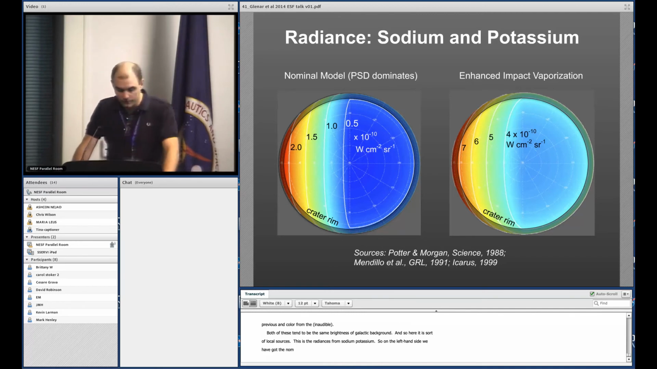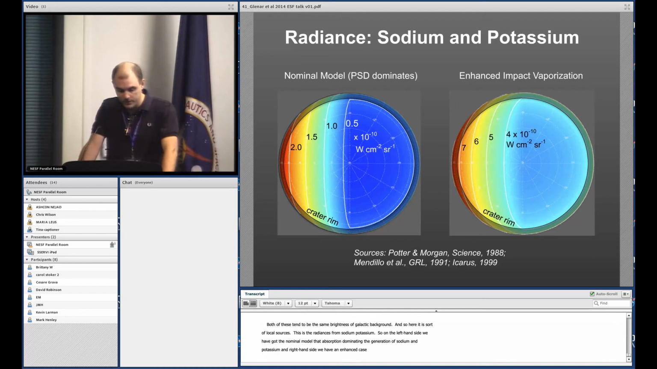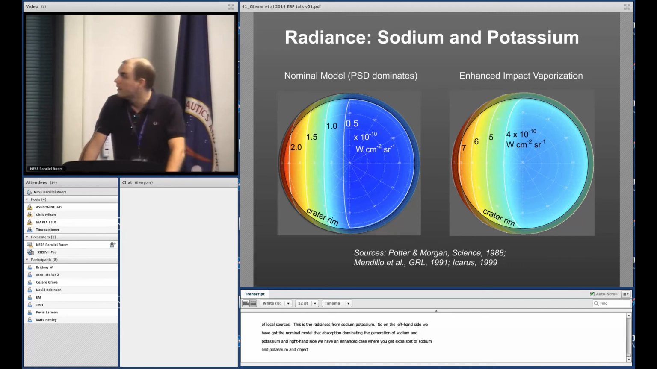And so here is a local source. This is the radiances from sodium and potassium. On the left-hand side, we've got a nominal model where you have photostimulated absorption dominating the generation of sodium and potassium. And on the right-hand side, we've got an enhanced case where you can get extra sodium and potassium ejected from impact vaporization.